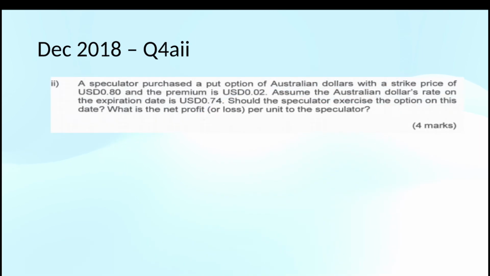Okay, and then let's look at December 2019, and the question is always question 4. A speculator purchased a put option of Australian dollar with a strike price of USD 0.8 and the premium is 0.02. Assume the Australian dollar's rate on the expiration date is 0.74. Should the speculator exercise the option on this date? What is the net profit or loss per unit to the speculator?